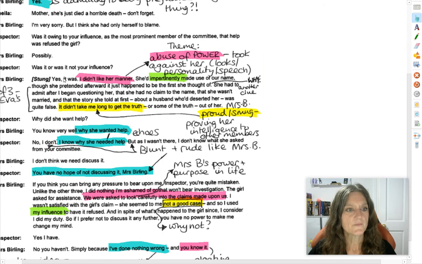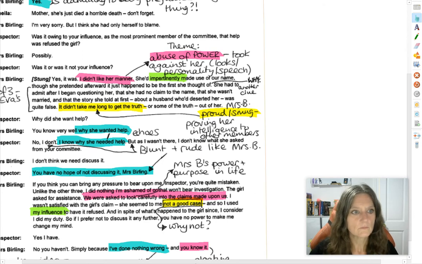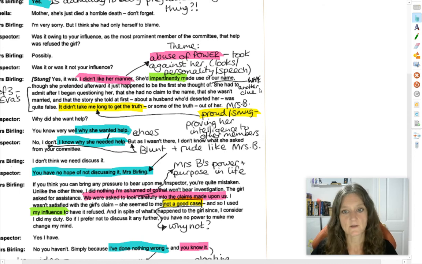So Mrs. Birling carries on. "I didn't like her manner because she influenced them, the committee, not to allow the money. I didn't like her manner. She'd impertinently made use of our name. She pretended it just happened to be the first name she thought of." And I put "why," there's another clue there. And I've mentioned that already.